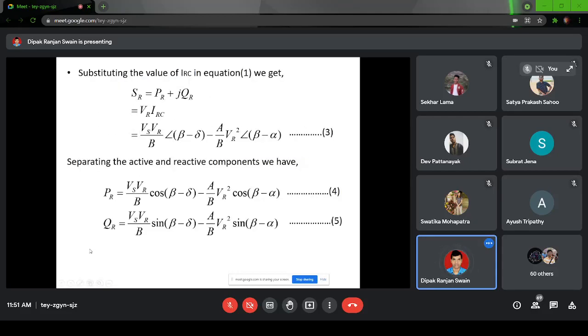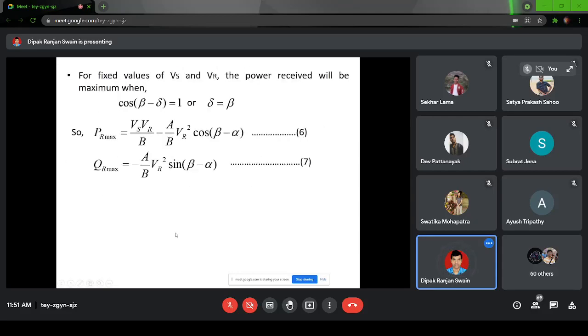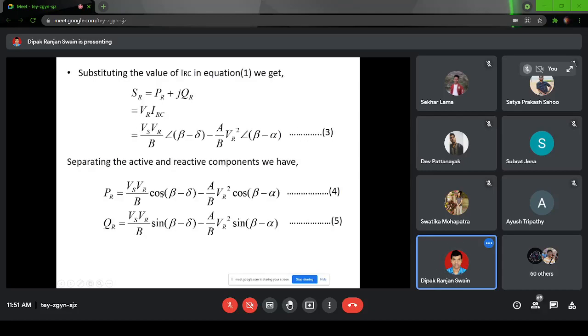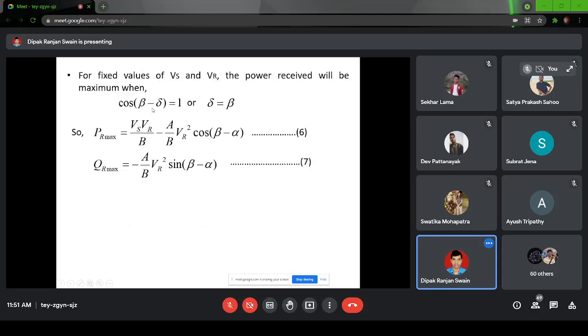This is all about the receiving end power we are dealing with. For fixed values of VS and VR, the power received will be maximum when cos(beta minus delta) is equal to 1. That means delta is equal to beta. Okay, that means with this angle.